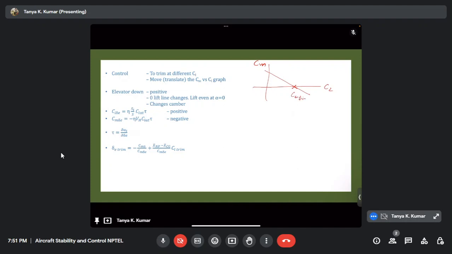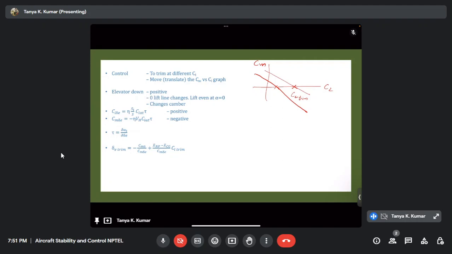Now you want to trim your aircraft at some other CL, say at this CL. You want that to be your new CL trim. What do you do? You have to move your graph. You just have to translate it. Like I said, it does not change the slope value. What does that mean? It does not affect stability. So control surfaces just translate the CM versus CL graph.